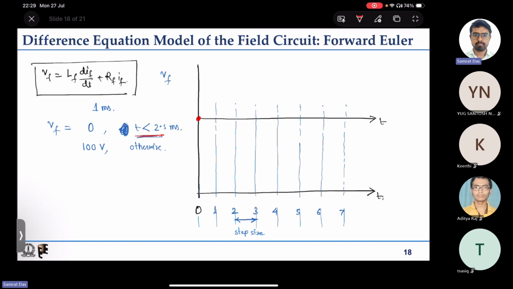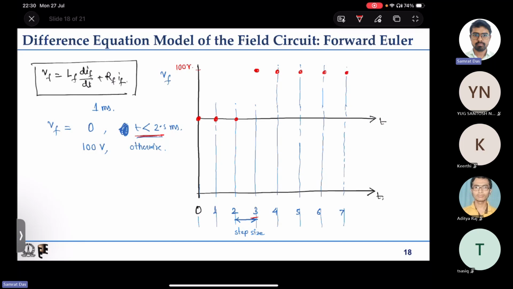At the next time step, that is 1 millisecond, time is still less than 2.5, so Vf is still 0. At 2 millisecond, still it is less than 2.5, so it will be 0 only. Whenever time reaches 3, then 3 is higher than 2.5, so it will increase to 100 volt, and it will remain at 100 volt for all future instances of time.